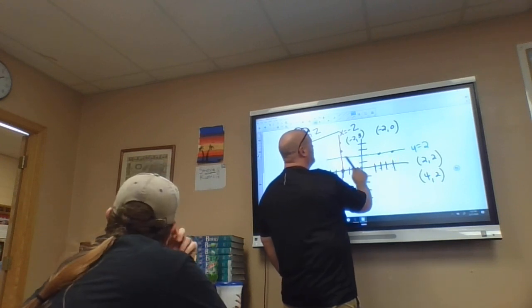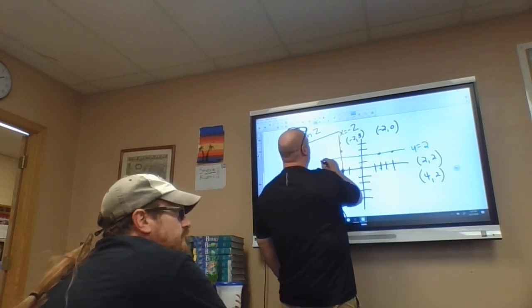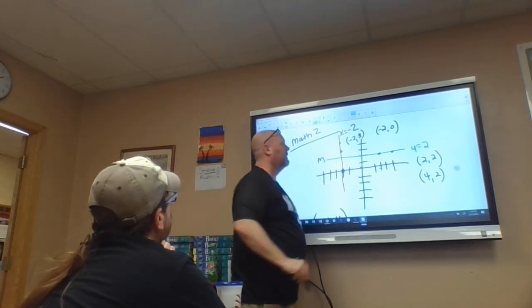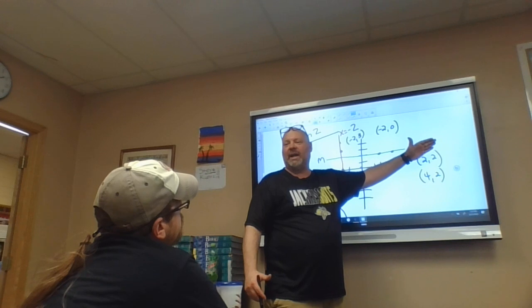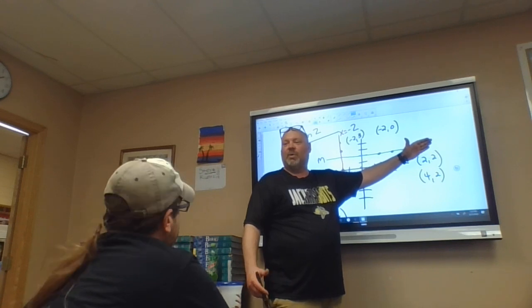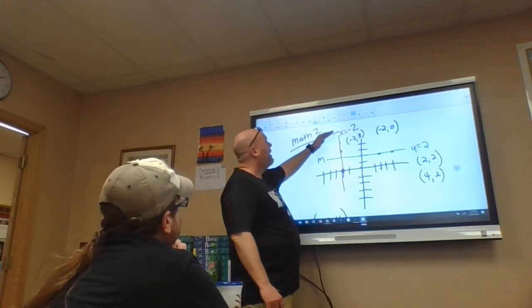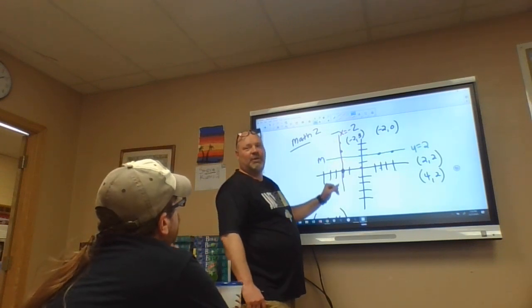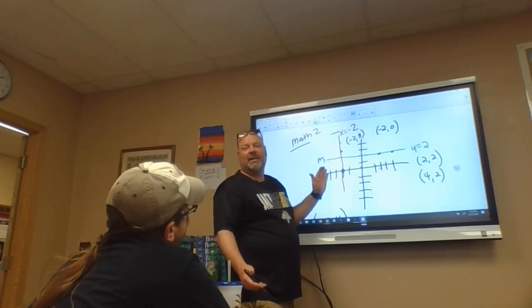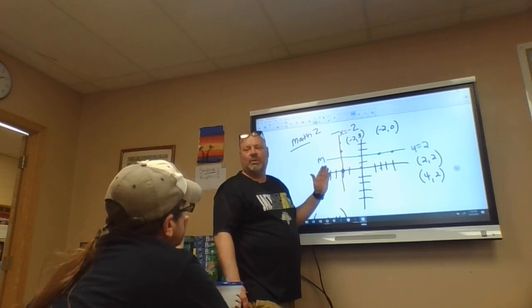So we can name this line. Let's say this line was named M. We can say M equals 2. That's our line. Now I have another line on the x-axis, and it crosses at -2. So we would name that line x equals -2.